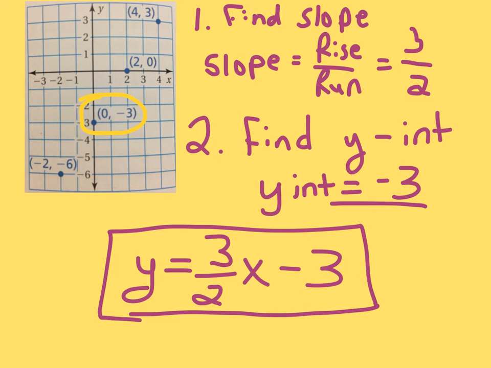So I've taken this graph, and from the information in this graph, I have found first the slope from one point to the other. Second, I found the y-intercept. And then I've put it in an equation, slope-intercept form.